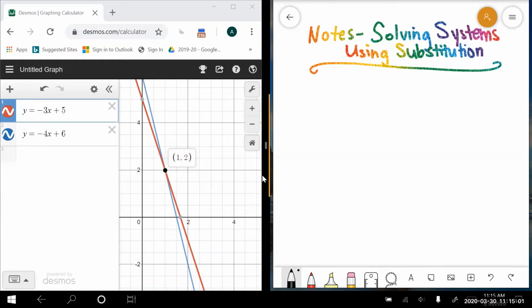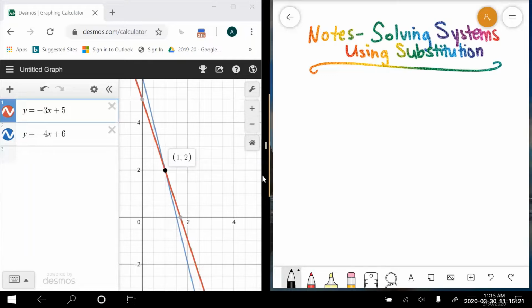And so again, this means that if I take 1, 2, and I plug them into both of those equations, and we'll check that in a minute, when I plug those in, then it is going to be true for both. So those results will be true on both linear equations.